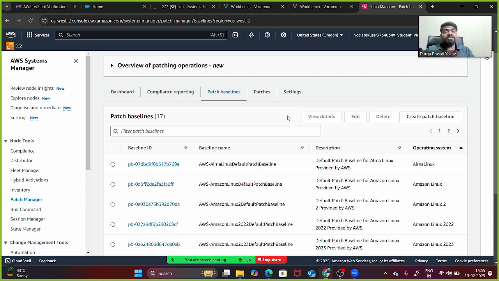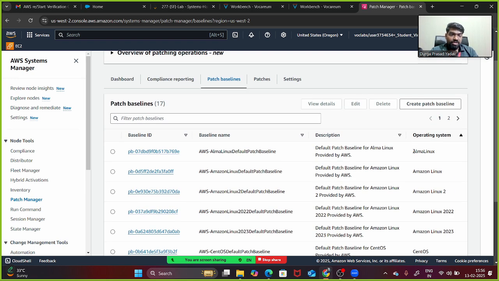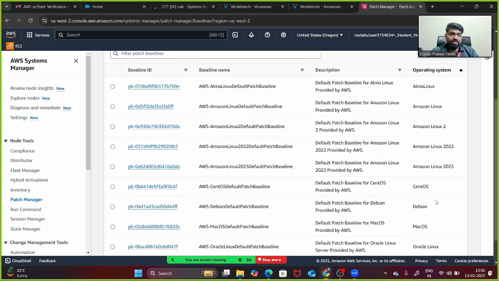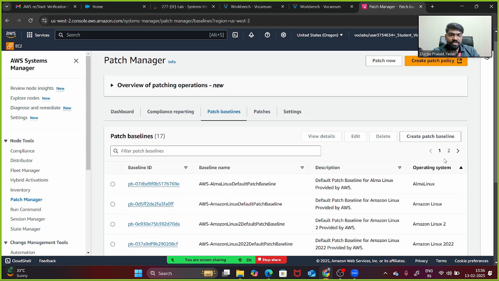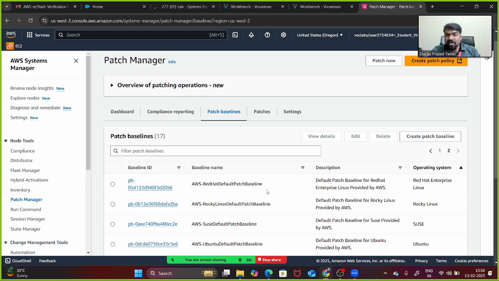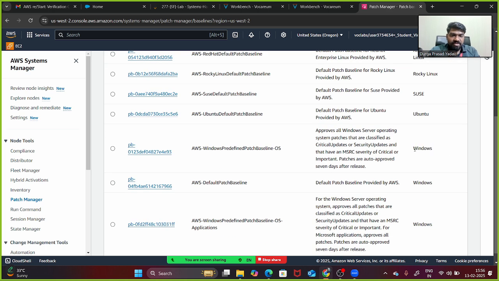Now how to understand which particular patch is doing what type of work? First of all, you will check it based on the operating system. So this is Alma Linux, Amazon Linux, CentOS, Debian, Mac OS, Oracle Linux, Raspberry Pi OS. Based on the OS, there are 17 default patch baselines that have been given to you. These all are the different patch baselines that have been given to us. For Windows, it is given here.